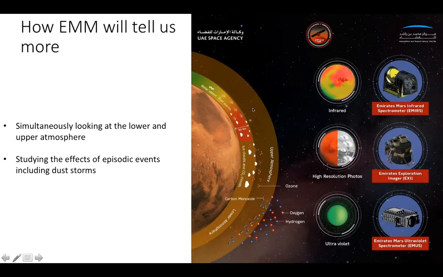So because Mars is a much smaller planet and it's much drier compared to Earth and has a much thinner atmosphere, the radiative effects of dust on Mars are much more significant compared to on Earth because we have a much more complex atmosphere. So these effects tend to propagate and result in something as significant as atmospheric escape.